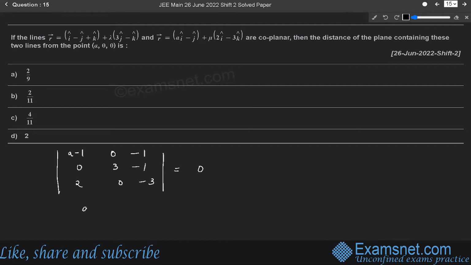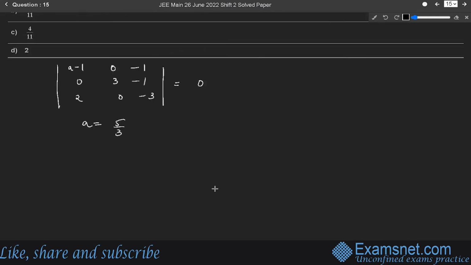Therefore, we can say that A will be equal to 5 by 3. Now, the equation of the plane containing both the lines will be the determinant of x minus 1, y plus 1, z minus 1, 0, 3, minus 1, 2, 0 and minus 3. This is 2, not z, because x, y and z are already in the first row. So this will be equal to 0. This is the equation of the plane containing both the lines.